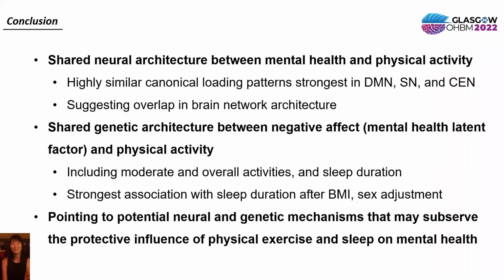In summary, hopefully I've shown you that we have evidence for a shared neural architecture between the phenotypes of mental health and physical activity in these higher order cognitive regions, such as the default mode network and the central executive network in particular. I've also shown you that there's some evidence for a shared genetic basis, particularly driven by sleep and some moderate and overall activity. So altogether, this points to a potential mechanism that might explain some of the positive impacts that we see from physical activity onto mental health.